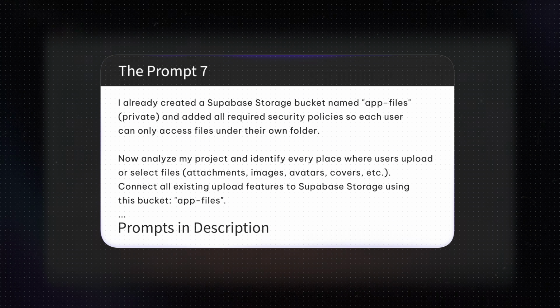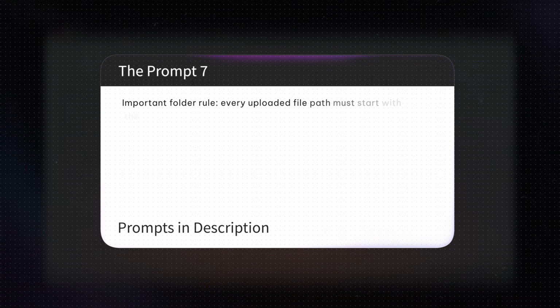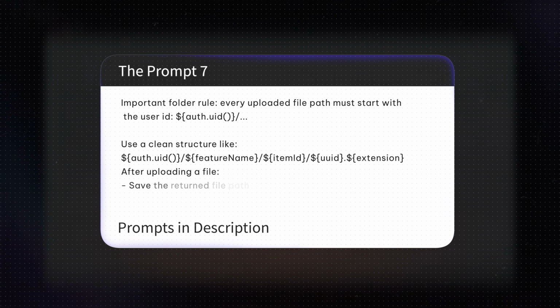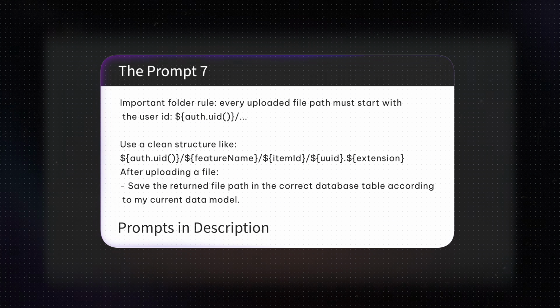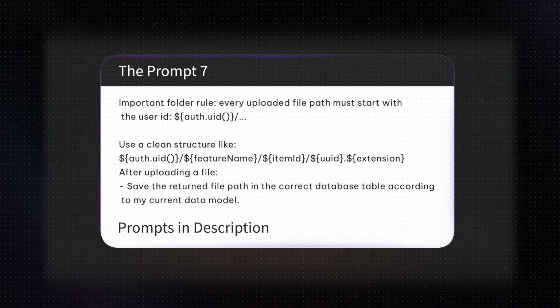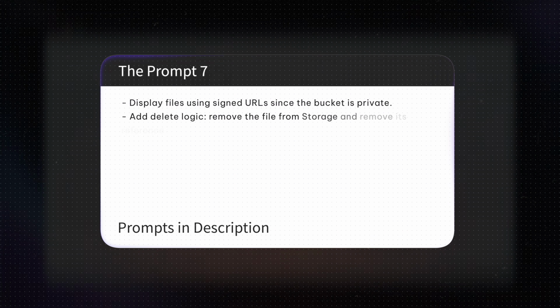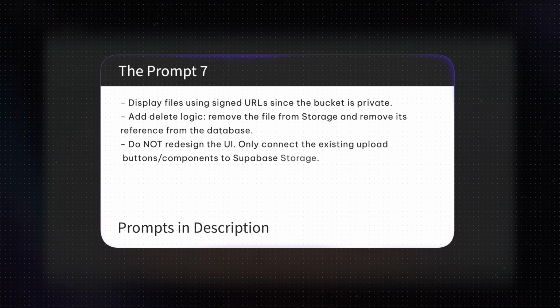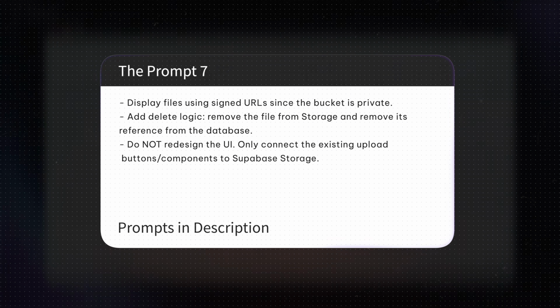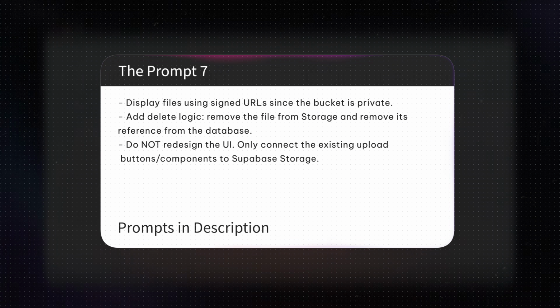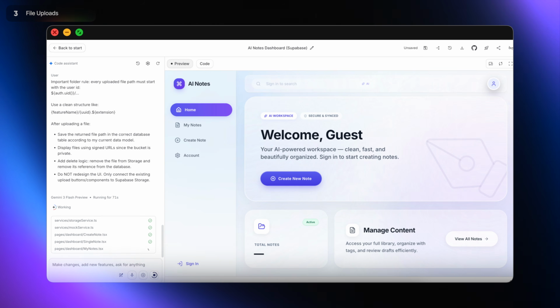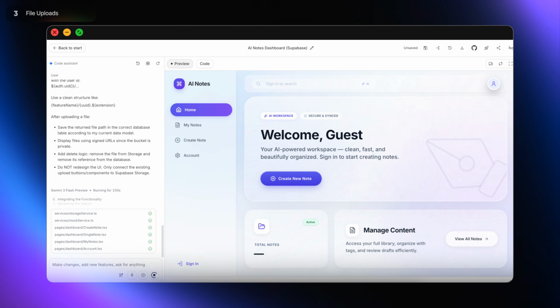Second, make sure every uploaded file is stored inside a user-specific folder that starts with the user ID. That way, each user is completely isolated from others. Third, after uploading a file, save its path inside the database and display it using signed URLs since the bucket is private. We also added delete logic. If a user deletes a file from the app, it gets removed from storage and from the database as well.